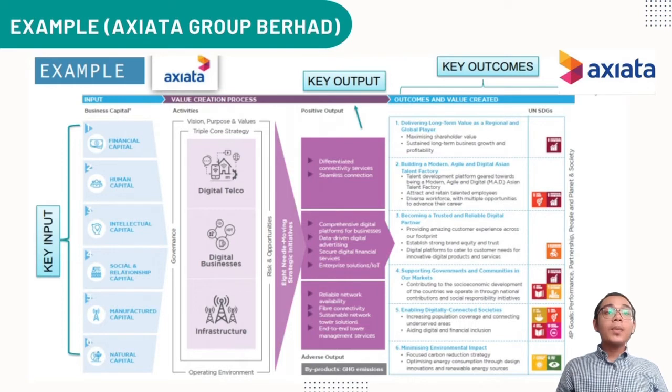The next example I take is Axiata. More than one capital is needed, for example the 6th outcome for Axiata, which is minimizing environmental impact. It can be achieved by using 4 capitals, which are financial, intellectual, manufactured, and natural capital.